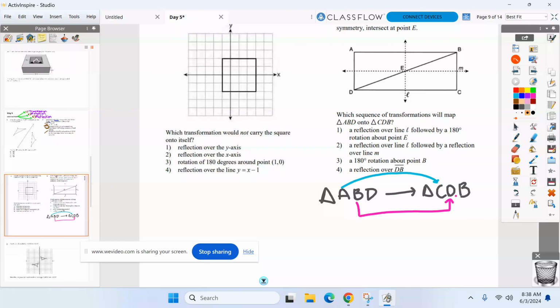Okay, so I'm at point B now, followed by a 180-degree rotation around point E. So Zoli and I right now are on point B. It's only 180 degrees, meaning opposite side, straight line.